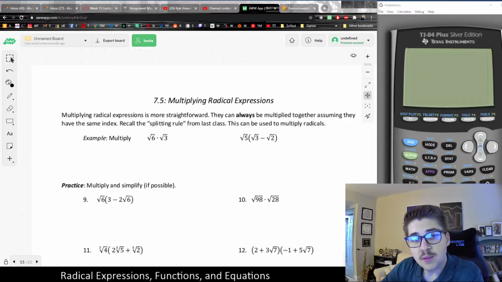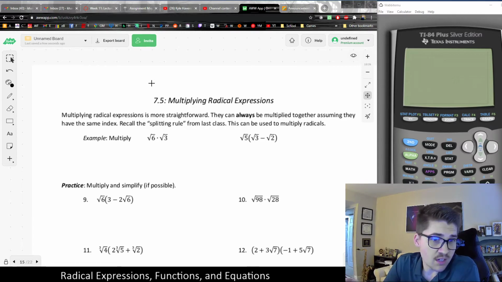Now, if we're asked to multiply radical expressions, we can always do that because the rule for multiplying them is they will directly multiply every time. So it's actually a little bit harder than adding, because adding just doesn't work unless it's the same. But with multiplying, they should always work.